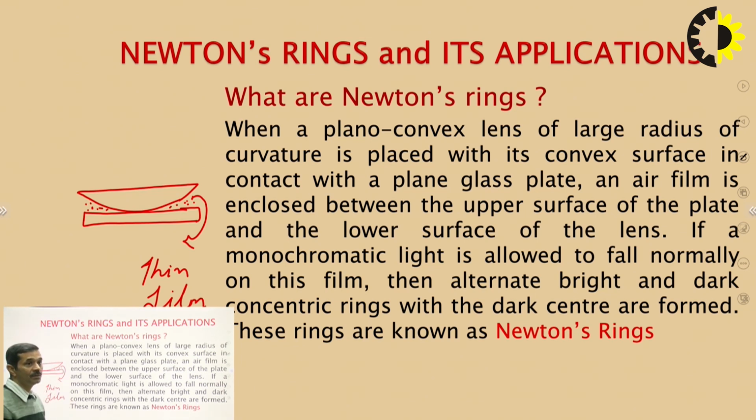One question is: why do we take a plano-convex lens of large radius of curvature? If we take a large radius of curvature, then the gap between these two surfaces will be of the order of the wavelength of light, which is the basic requirement for thin film formation. That's why we take a plano-convex lens of large radius of curvature for the formation of Newton's rings.